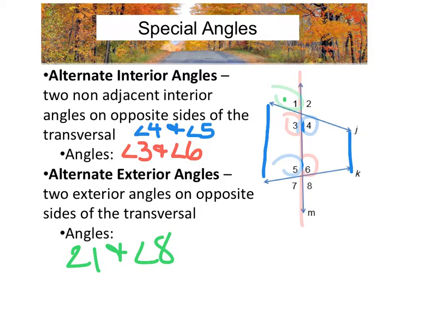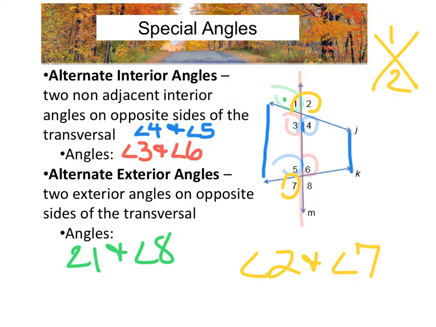What would be alternate exterior to angle 2? 7. Question. Yes. Why wouldn't they call them vertical alternate interior angles because they're vertical? They're not, because vertical angles have to be on opposite sides of the vertex, like this. So they're not really vertical because they don't share a vertex. See, like 3 and 6, there's no vertex in common. All right, so they're alternate interior. So like 2 and 3 would be a vertical angle? Correct.